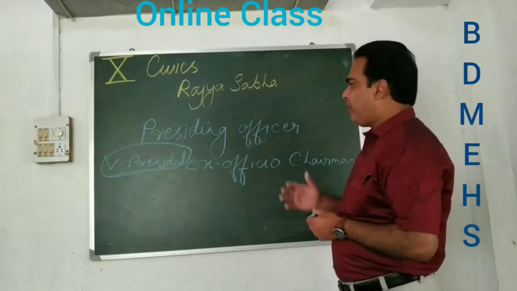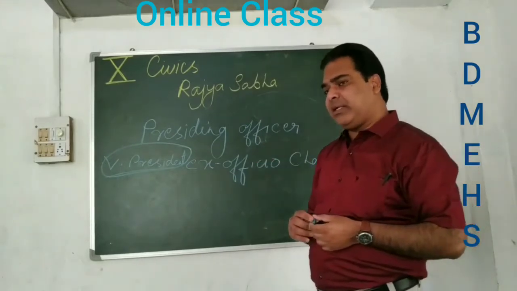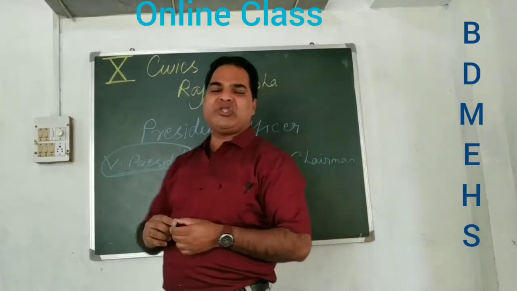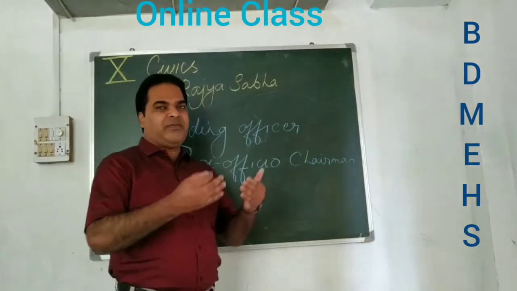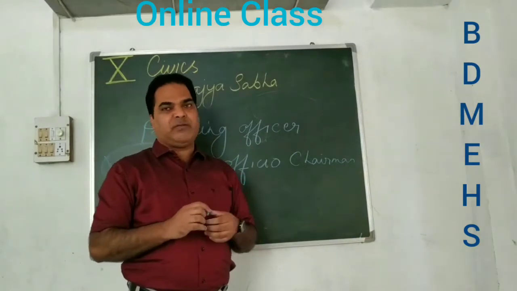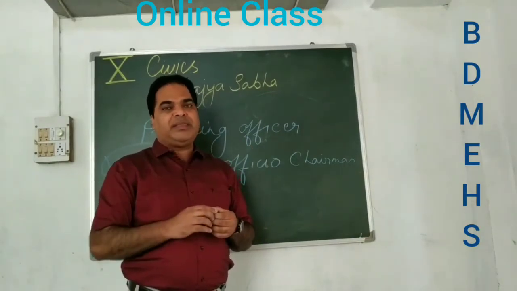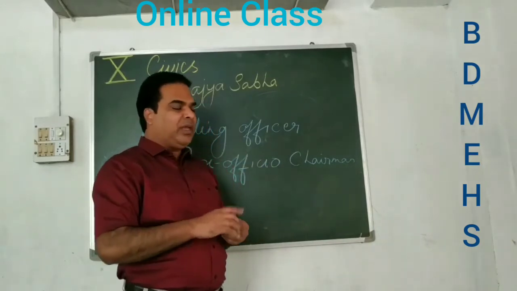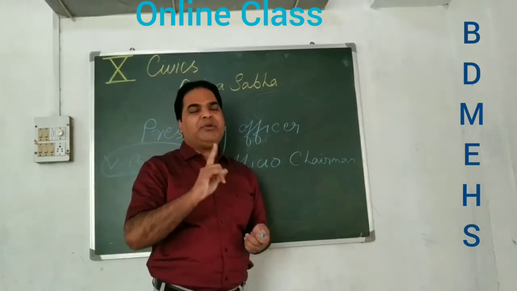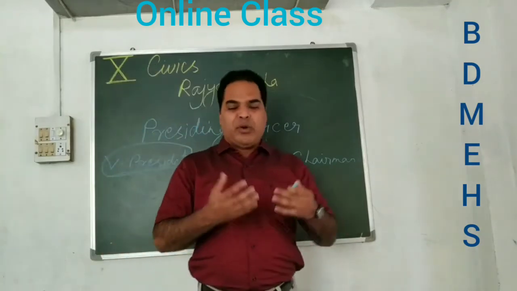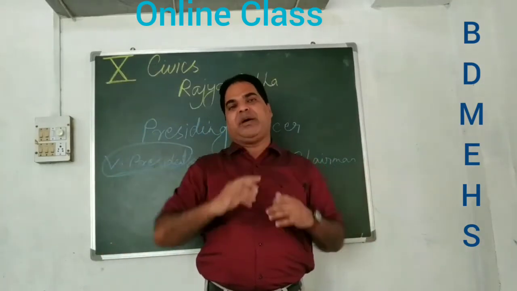That means by default, whoever is the Vice President of our country will be the chairman of Rajya Sabha. So apart from the Vice President, one deputy chairman is elected from among the members of Rajya Sabha. Like in the case of Lok Sabha, the Speaker and the Deputy Speaker are elected from among the members. In the same way, one Deputy Chairperson is elected from among the members of Rajya Sabha.